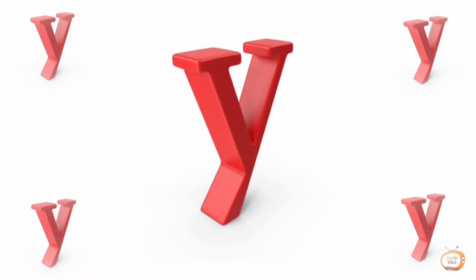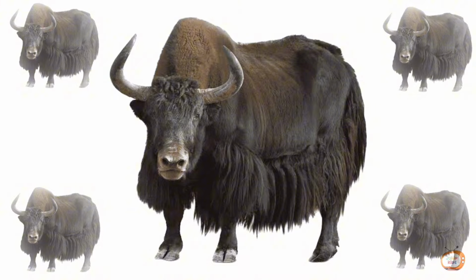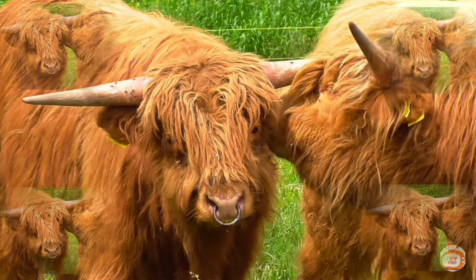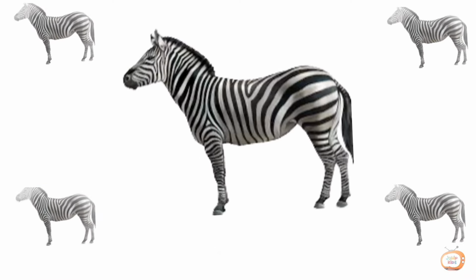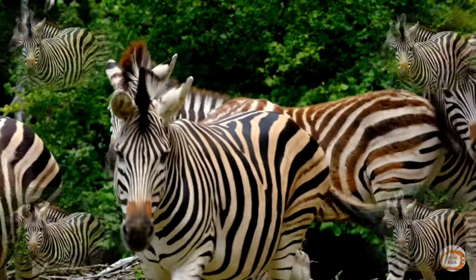Y is for york, y y york, y y york. Y is for york. Z is for zebra, z z zebra, z z zebra, Z is for zebra.